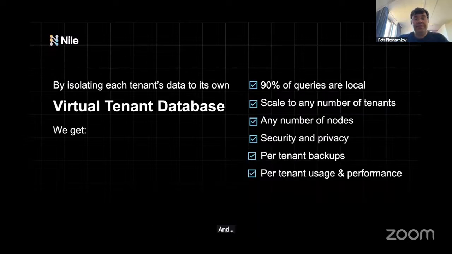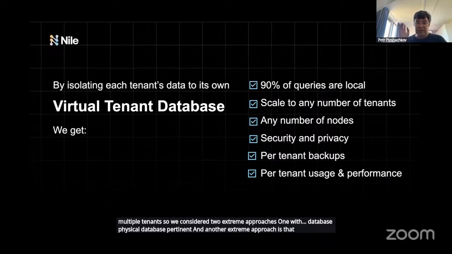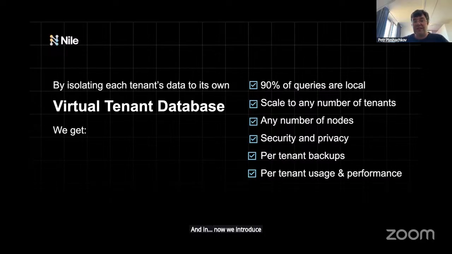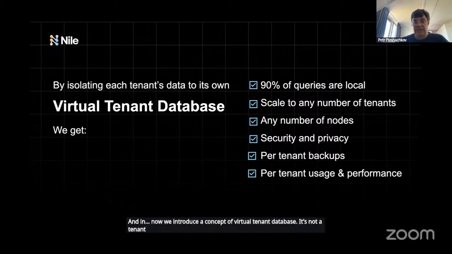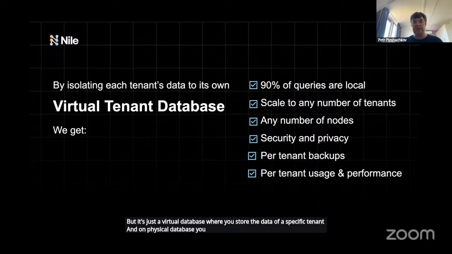And how does Nile address this challenge of supporting multiple tenants? We considered two extreme approaches: one with a physical database per tenant, and another where you put all your tenants in a single database. In Nile, we introduce a concept of a virtual tenant database. It's not a physical Postgres database. It's a much cheaper solution, just a virtual database where you store the data of a specific tenant, and on a physical database you can put multiple tenant databases. We try to combine the benefits of both approaches, single database and single table.